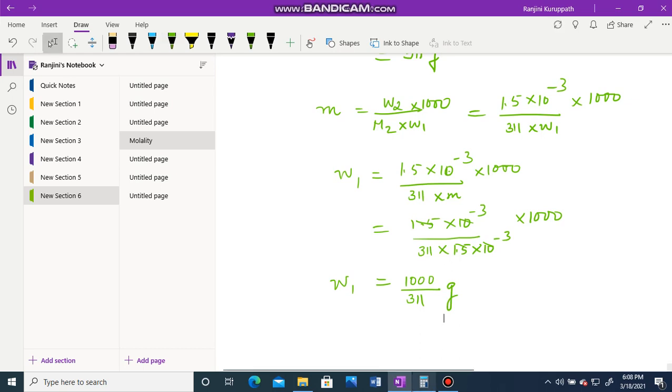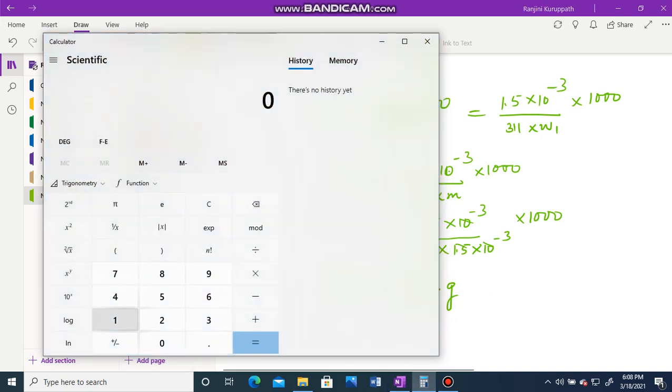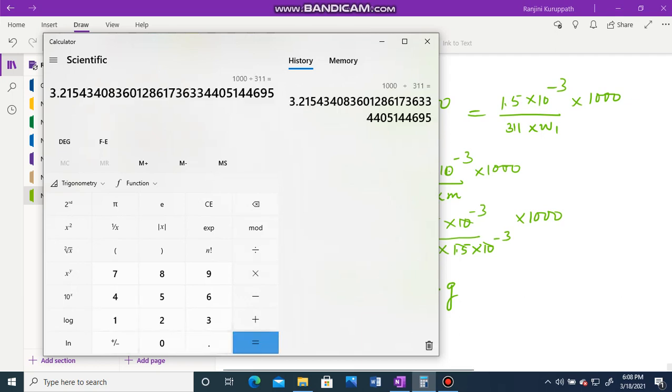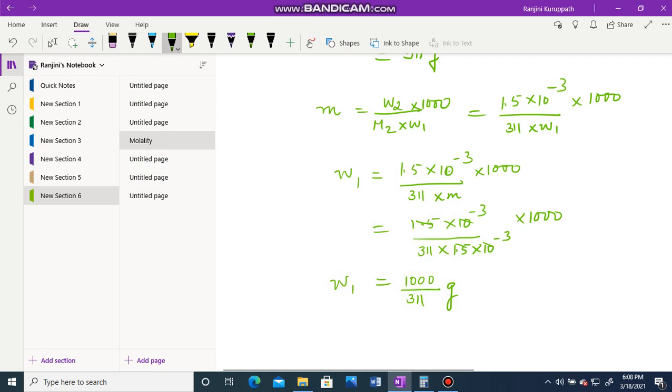I am just doing this calculation, where you are not supposed to use the calculator, so you should know how to use logarithm or otherwise do it directly. 1000 divided by 311 will come around 3.21. So 3.21 gram you can easily take. W1 you got, 3.21 gram. Now what is W1? Mass of solvent. The question is not the mass of solvent. What is the question? Mass of solution.